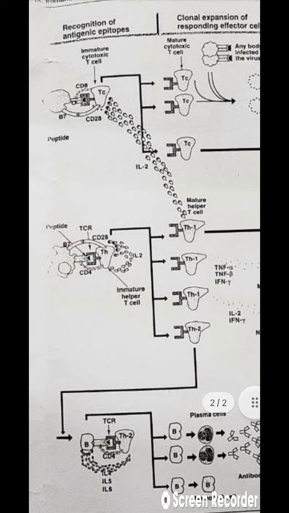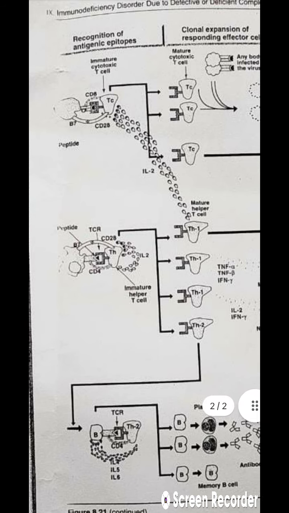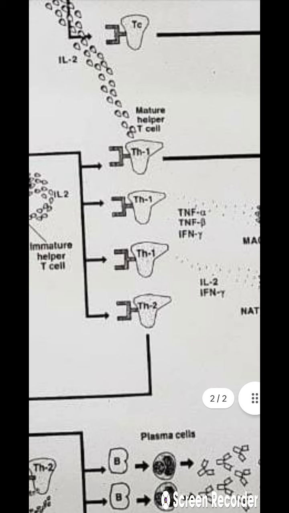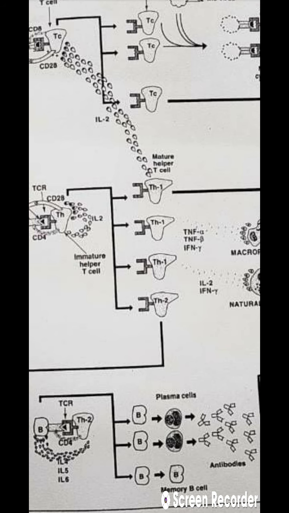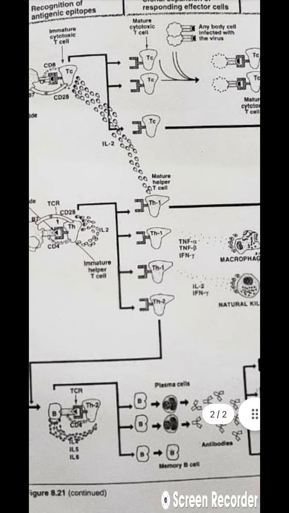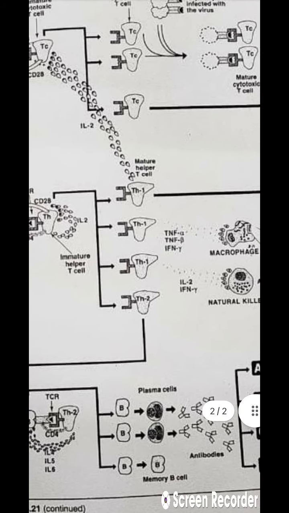After the three signals are completed, the helper T cell gets activated and divides into two subtypes. One is TH1, the upper one, written as TH1, where 1 stands for subtype 1, and the lower one is TH2, that is subtype 2. So there are two subtypes of helper T cell. It is written in the textbook, but you will understand better if it is given in pictorial form. That is why I am explaining this picture.